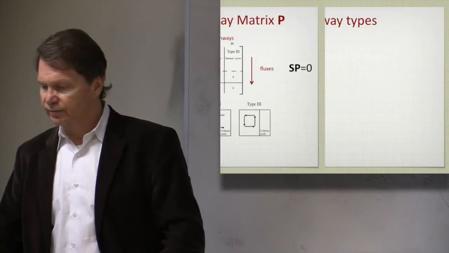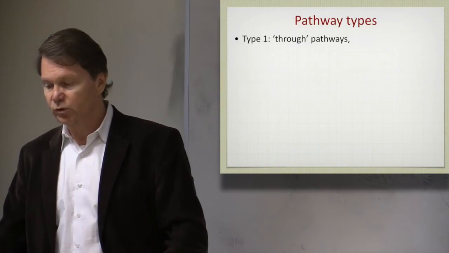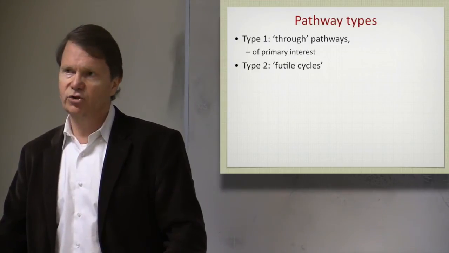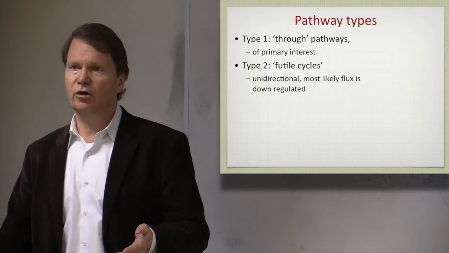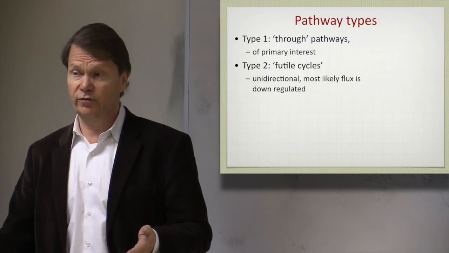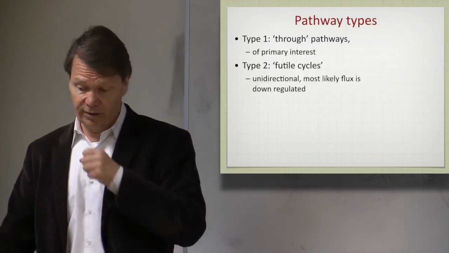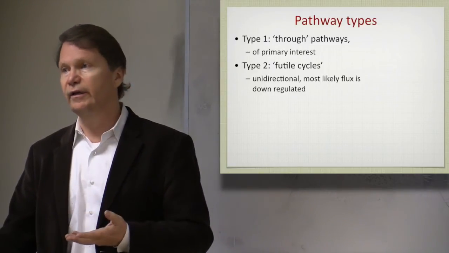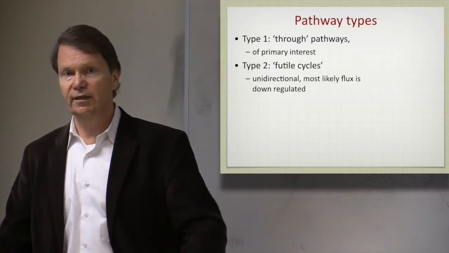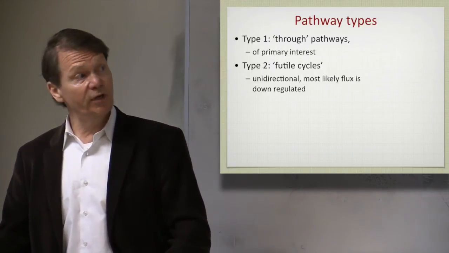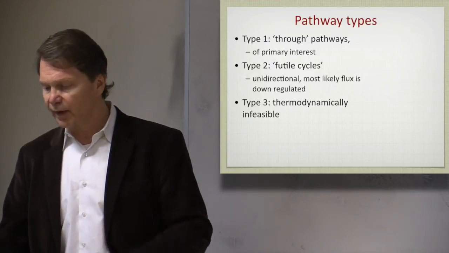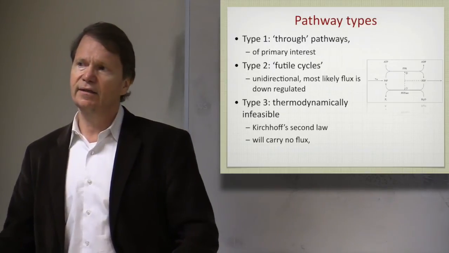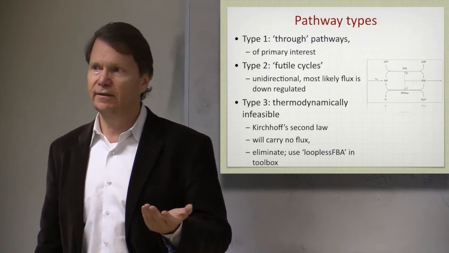Okay, so type 1 are of greatest interest. Those are the through pathways. Type 2s are futile cycles. They are unidirectional, and most likely all the genes in them are not going to be expressed under a given condition, so they're not functional. There are some hypotheses out there that say that they are intentionally regulated in many conditions to generate heat, to regulate temperature inside an organism. And type 3 are thermodynamically infeasible by Kirchhoff's second law, and they can carry no flux. That part of the solution space can be eliminated.